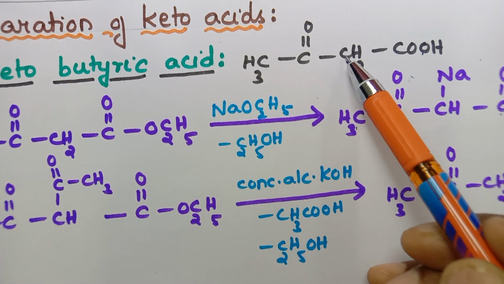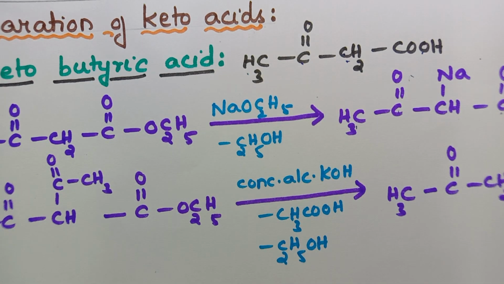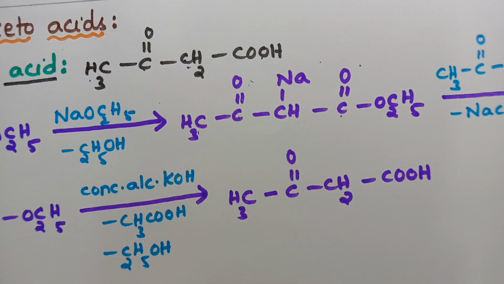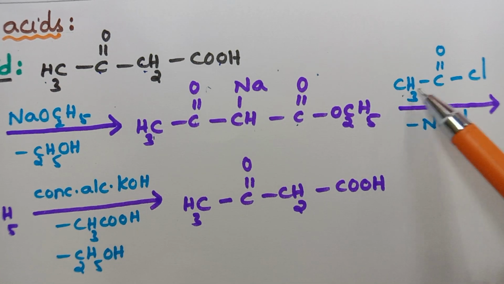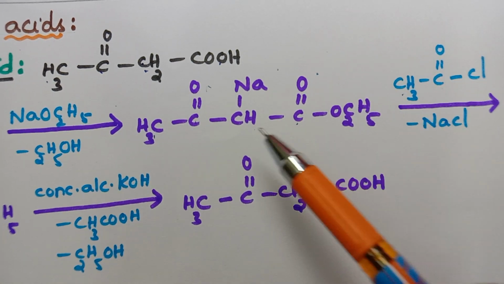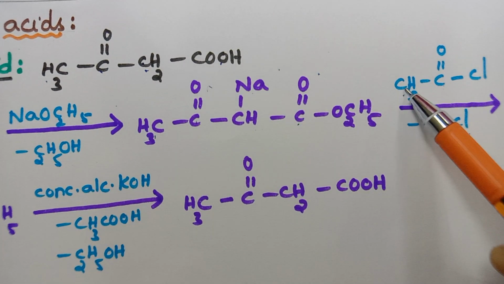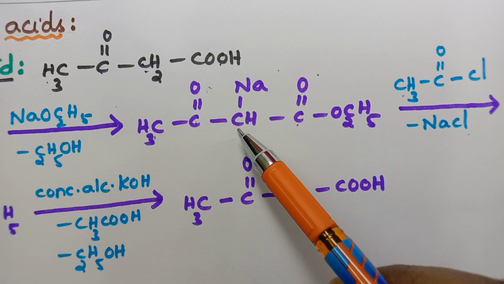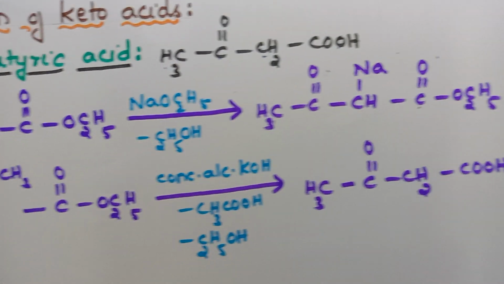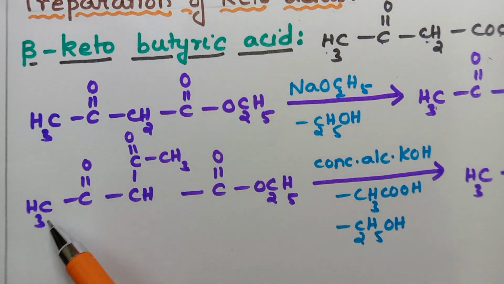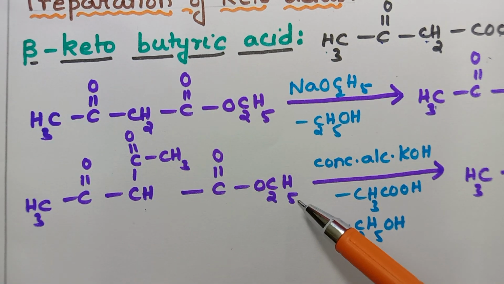Now what is the group attached to this carbon? C double bond O, CH3. So this group has to be introduced. Fine. So in order to introduce that group, the compound added over here is CH3COCl, acetyl chloride. So this Na and this Cl will be coming out as minus NaCl, and COCH3 will be bonding with this carbon over here. Okay. Next is CH3, C double bond O, CH, CO, CH3, C double bond O, OC2H5.